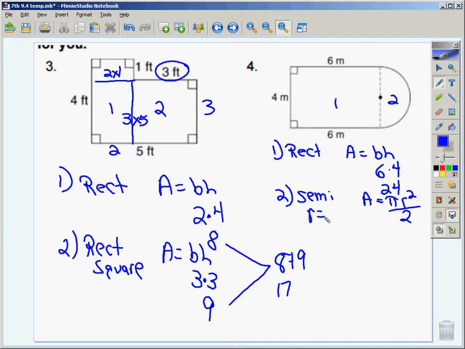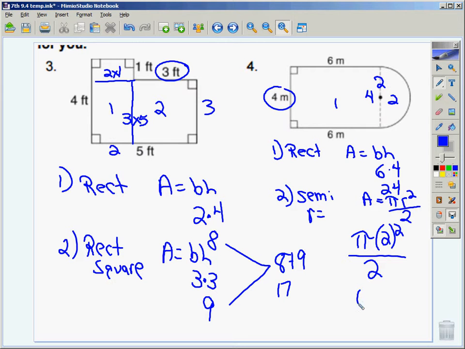What is the radius? If this whole thing is 4, what's the radius? 2. What's the radius? 2. Pi times 2 squared divided by 2.